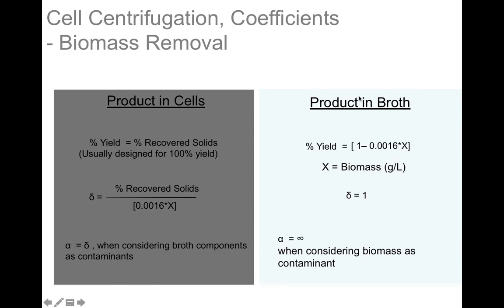If the product is in the broth, then the percent yield is basically a function of the amount of broth that's lost in the biomass, which is this amount. And so it'd be 1 minus this fraction, again, where x is the biomass level. Delta equals 1. You virtually get rid of 100% of the cells. You lose some of the broth, but you get rid of the cells. So you have a concentration factor of 1 and an alpha of infinity. This is when considering the cells as the contaminant: you have complete separation, or complete purification, of your broth away from your cells.